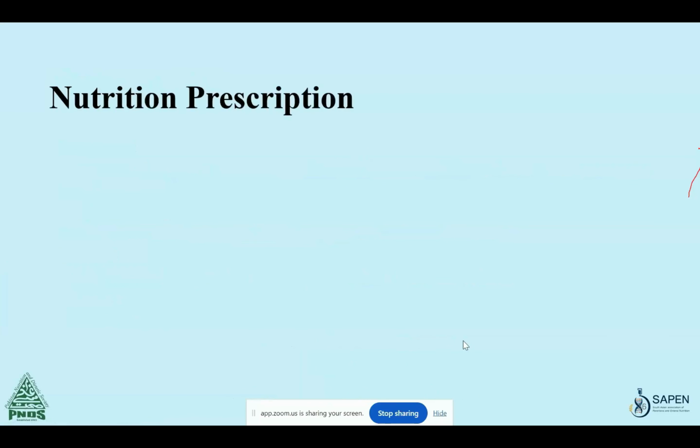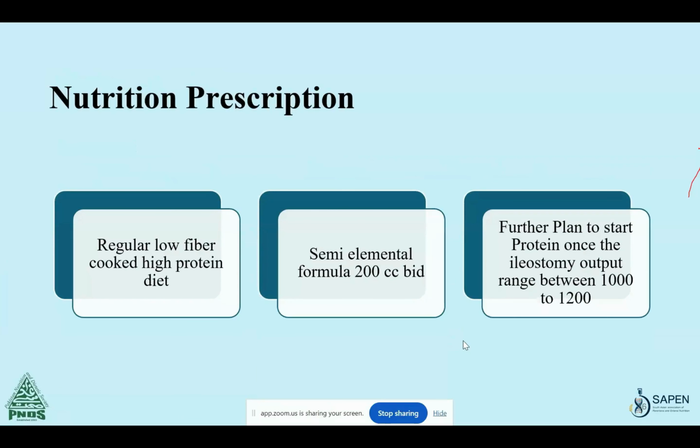So basically, according to her dietary recall, our nutrition prescription was, first we will offer her a regular low fiber cooked high protein diet. Here comes the neutropenic diet, not exactly the neutropenic diet, but cooked diet. Semi-elemental formula introduced with 200 ml BID with the standard formulation, and further plan to start protein once the ileostomy output range between 1000 to 1200, means in the appropriate range.